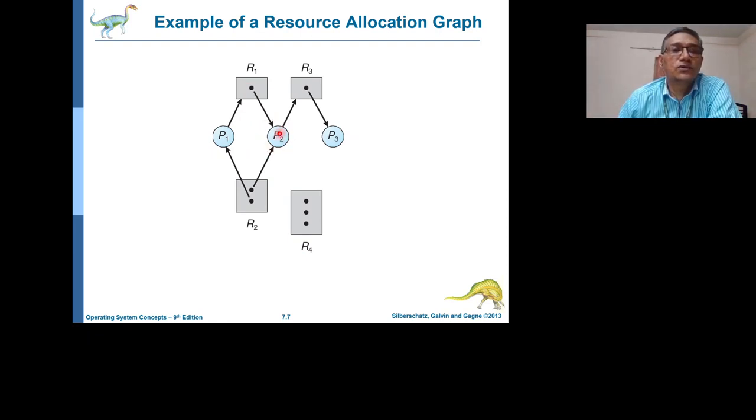Similarly, when you consider P2, there is an edge from R1 to P2, which means P2 is holding R1. There is an edge from P2 to R2, which means that P2 is requesting R2. P2 is holding R1 and requesting R2. Similarly, there is a directed edge from P2 to R3, which means P2 is requesting R3. And finally, there is one edge from R3 to P3, which signifies that P3 is holding R3. So this is the way in which the resource allocation graph can be analyzed.